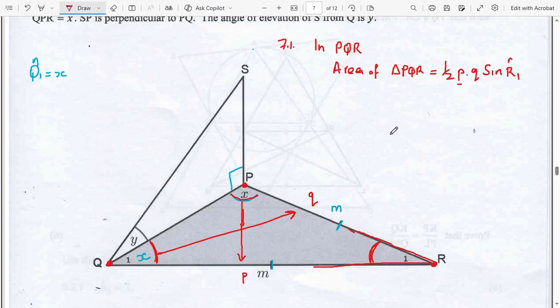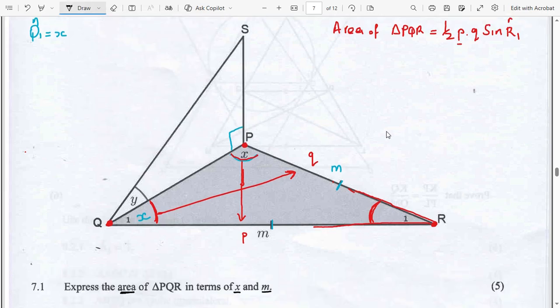Okay, so now I'm going to check. I have P and Q, both of them, those values of the sides, it's M and M. But do I have angle R1? No, I need to first calculate angle R1. How can I calculate angle R1? Using the sum of angles in a triangle.